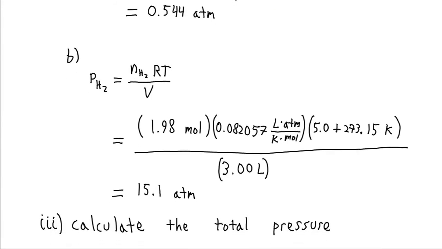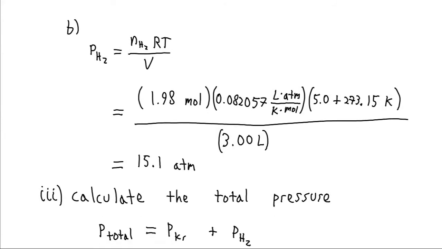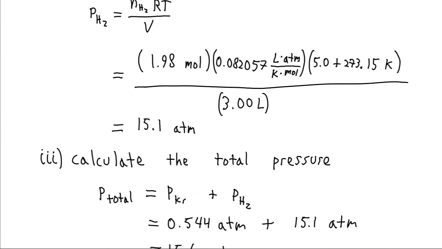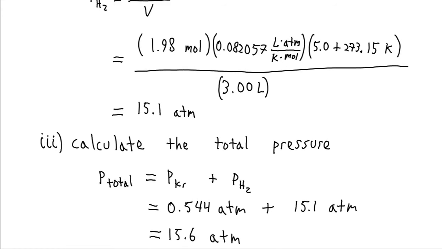Now the total pressure is just going to be the sum of these two pressures from the individual gases. So we'll add the pressure from the krypton and the pressure from the hydrogen, and we get a total of 15.6 atmospheres altogether.